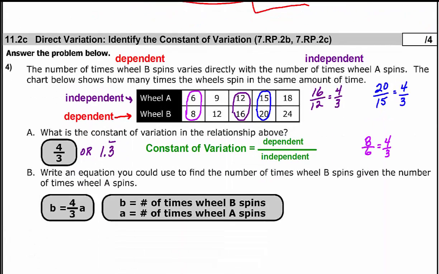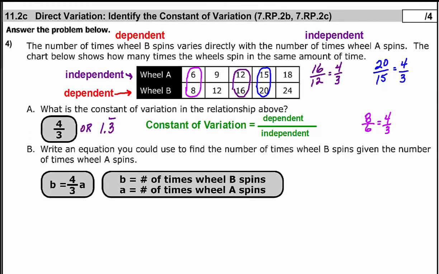All right, on to the last problems. So direct variations. Again, it's important that you identify the dependent and the independent variables, since in this case it tells us that B spins compared to how much A spins. So when you see that B spins and it varies directly with the number of times A spins, there's that statement right there. When you see that, you know that B is being controlled by A.